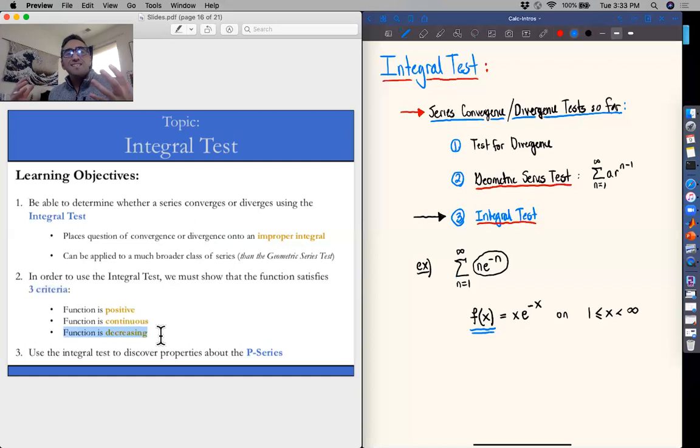So again, the big idea for today is we're getting this new convergence divergence test called the integral test, which will allow us to determine whether a broader range of series converge or diverge. In particular today, we're going to talk about a series called the p-series, in which we'll see when the p-series converges or diverges. But that's the big idea of what we're going to get into today.